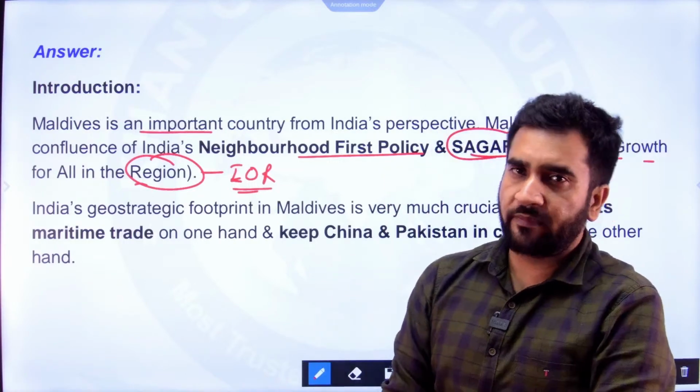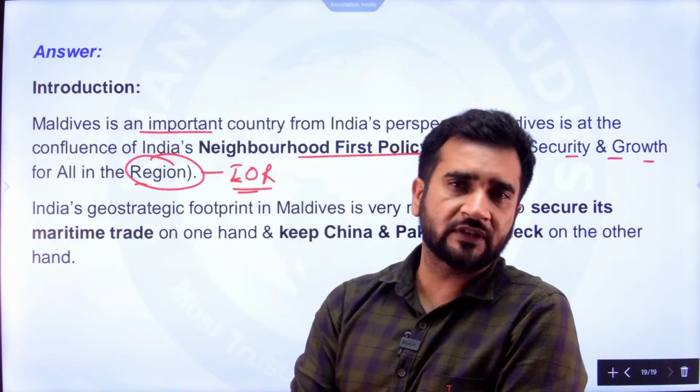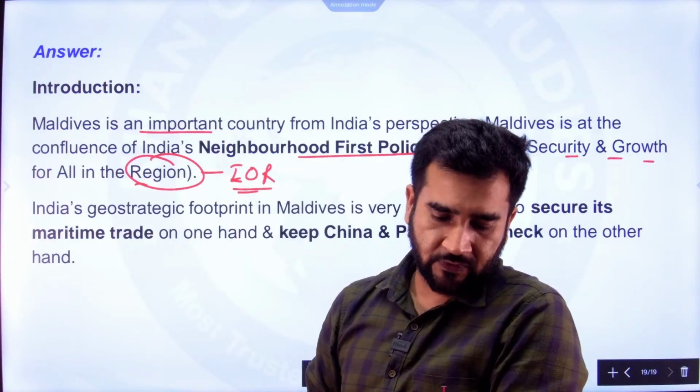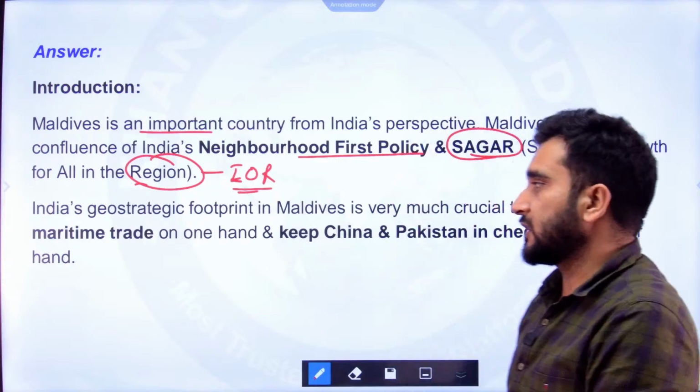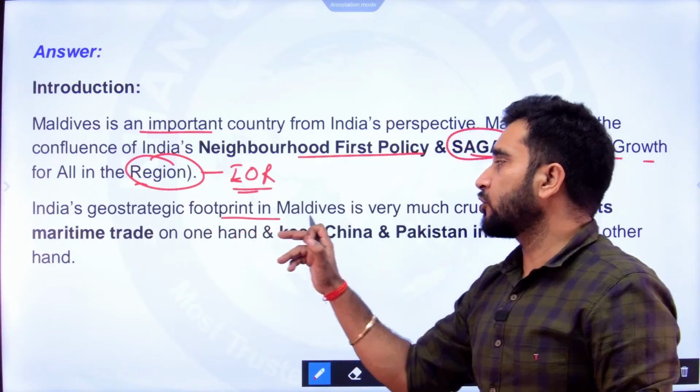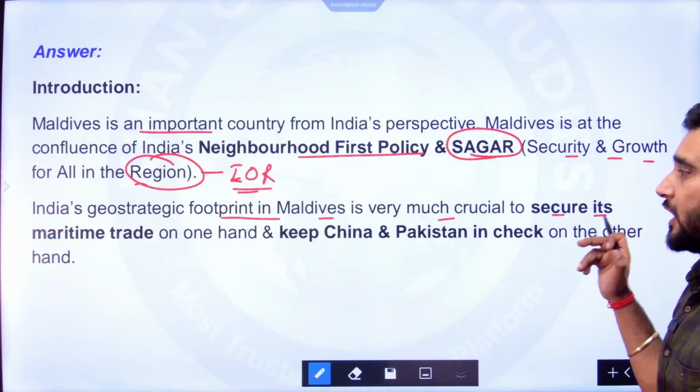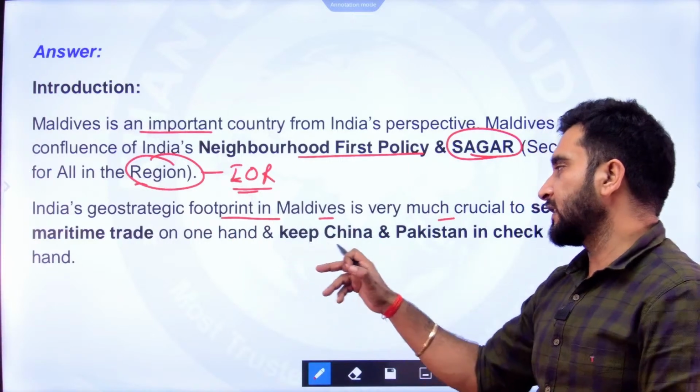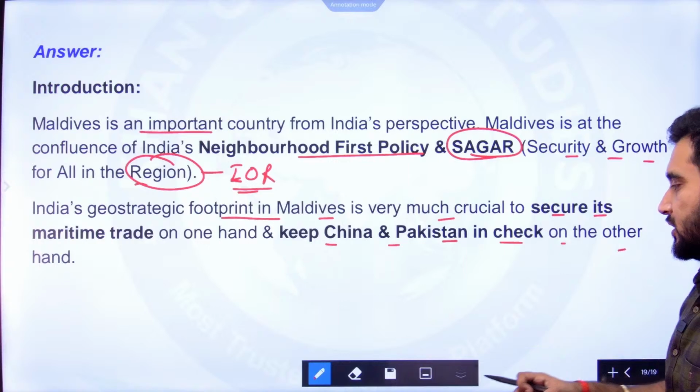तो ओवरऑल बहुत इंपॉर्टेंट है हमारे लिए, और हम नहीं चाहते कि चाइना का प्रेजेंस इन मॉलडीव्स हमारे मुकाबले ज्यादा रहे। सो वी नीड टू अंडरस्टैंड दिस। So India's geostrategic footprint in Maldives is very much crucial to secure its maritime trade on one hand and keep China and Pakistan in check on the other hand.